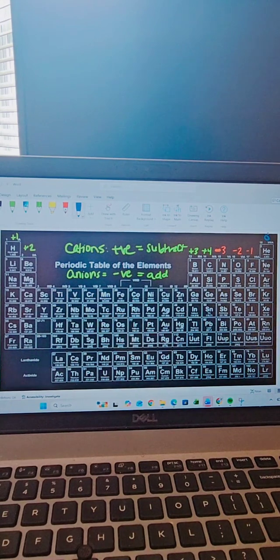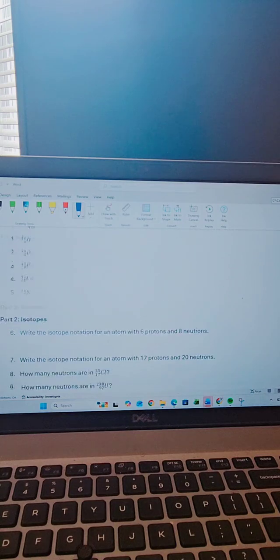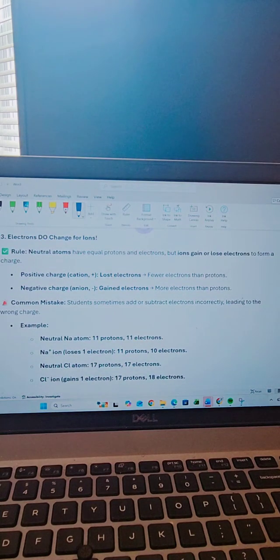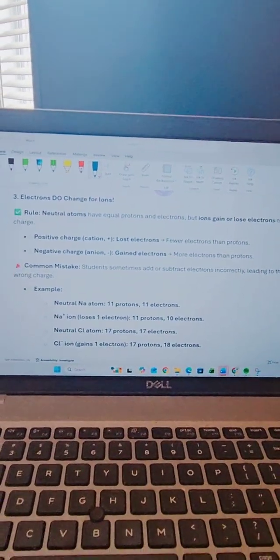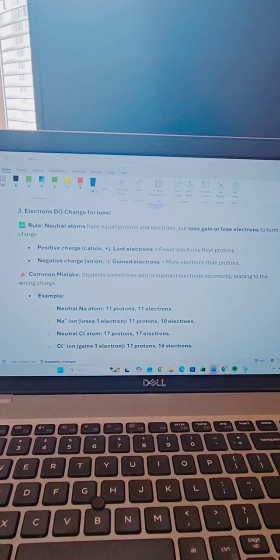So to be clear on what I'm saying, let me give you guys an example. Okay, right here. This is part of a worksheet that I have. So if you guys want it, you all can get it, and I have this on my website also. But if you don't want to pay for it, you can screenshot, okay? But right here, electrons do change for ions.